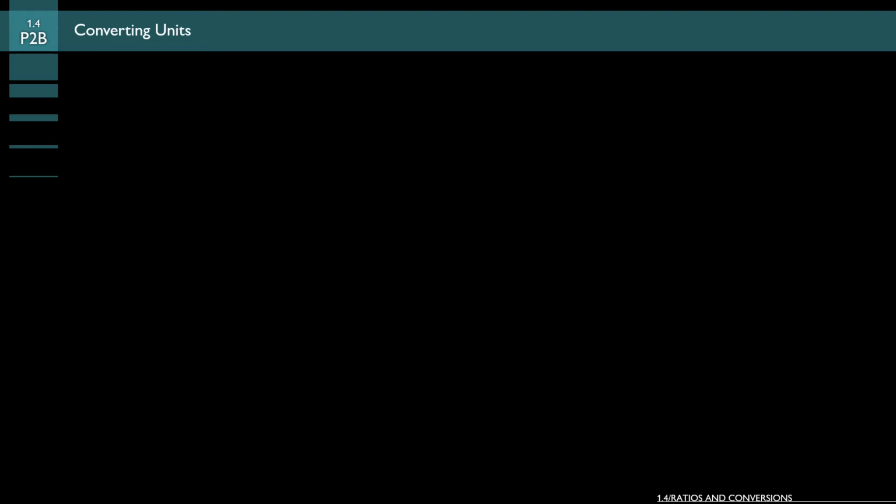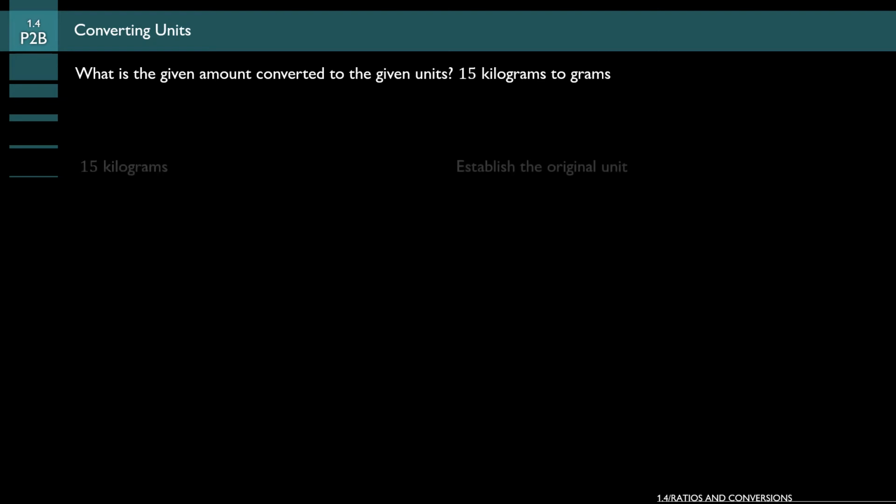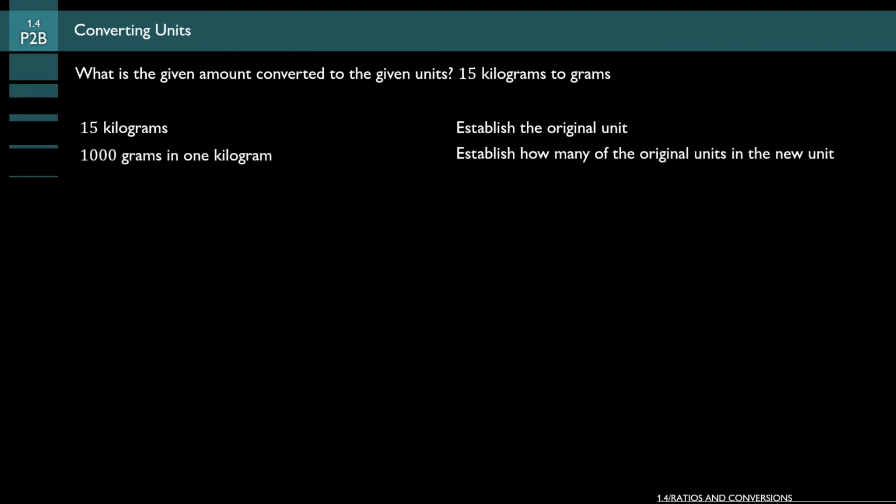In part B, we're dealing with kilograms to grams. So we want to know if we are converting from 15 kilograms, how many grams will there be? So 15 kilograms is our original unit. There are 1,000 grams in 1 kilogram. Since we're going from a heavier to a lighter measurement, we're going to multiply the original by the new. So that's going to be 15 times 1,000, or 15,000 grams.